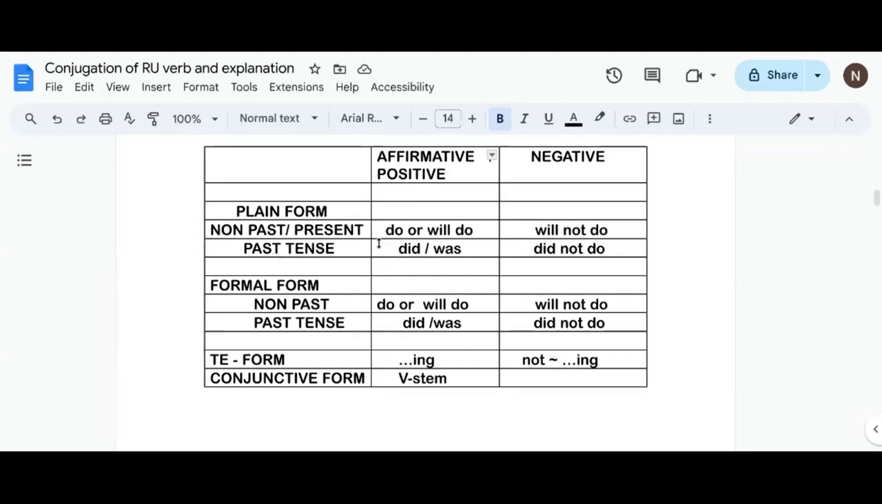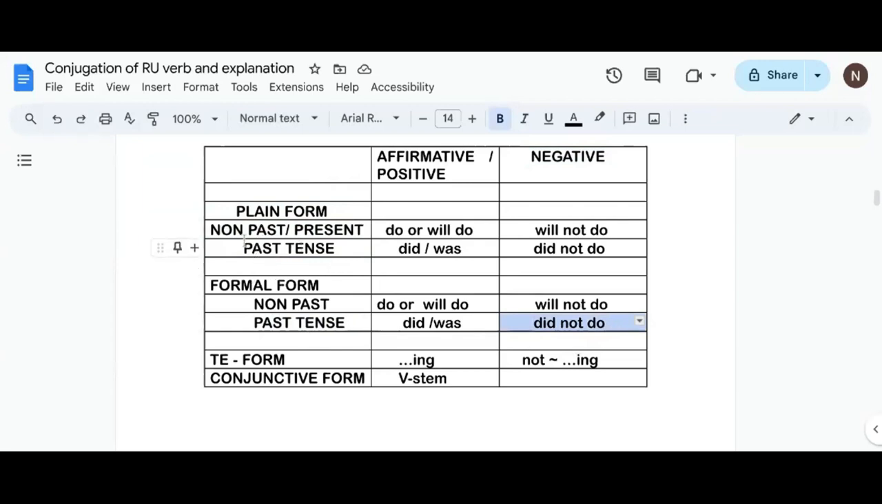And in English, we translate this as your present or the non-past. Please be familiar with this, okay? Sometimes if I say, put your verb in a plain form, non-past form, this is your plain form, non-past. It means this is your present, okay? Or if I say, put your verb into negative form, past tense, you will go to your negative past tense, which is did not do.